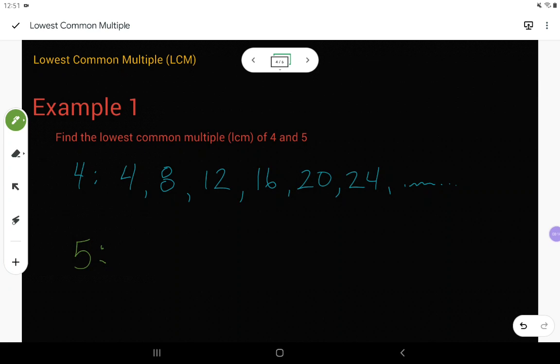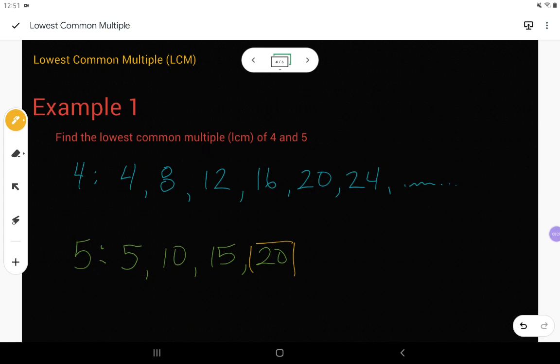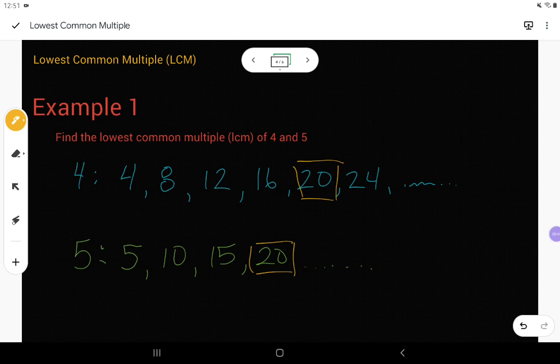Then I'm going to start looking at multiples of 5. When I look at multiples of 5, it's like counting by 5s. 5, 10, 15, 20, and at that point, I should stop. Yes, there are more numbers if I keep counting by 5, but I have a match in both of our lists. So even though there are more multiples of 5, I have found a match. And I want to find the smallest match possible, because we don't want to keep counting and writing forever. So we would say the lowest common multiple, or the LCM, of 4 and 5 is 20.